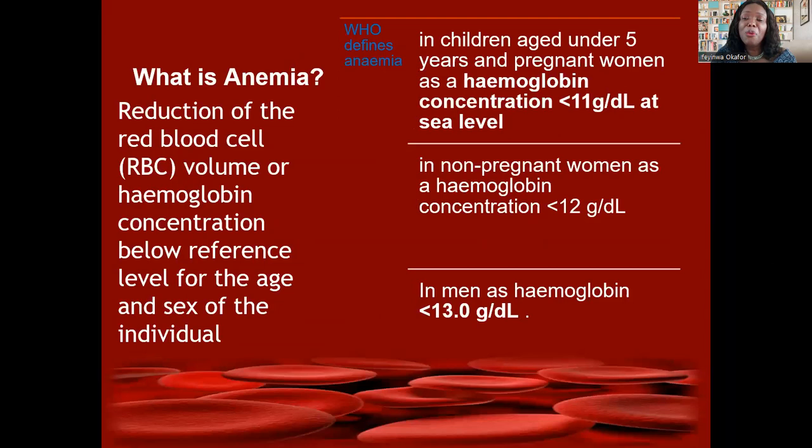What is anemia? Anemia can simply be defined as a reduction of red blood cell volume or hemoglobin concentration below reference level for the age and sex of an individual. WHO defines anemia in children under 5 years and pregnant women as a hemoglobin concentration less than 11 gram per deciliter at sea level, and in non-pregnant women as a hemoglobin concentration less than 12 gram per deciliter. While in men, WHO defines anemia as hemoglobin less than 13 gram per deciliter.